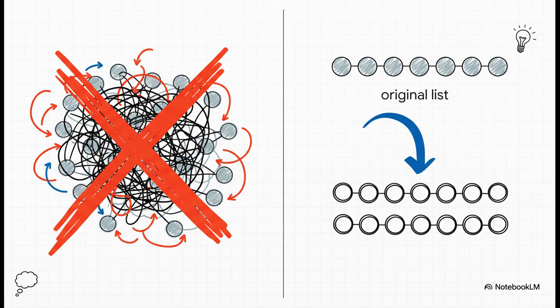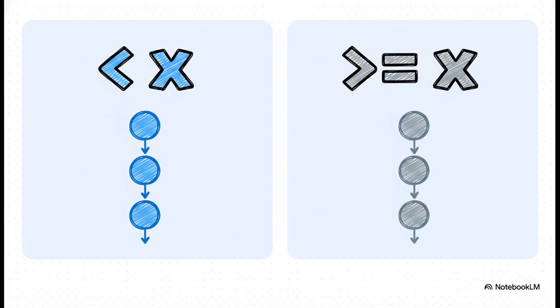Instead of trying to fix the original list, we're going to take a much cleaner approach. We're just going to build 2 brand new lists from scratch as we walk through the original one. It's simple. We'll have one list for all the nodes with values less than x, let's call it the left chain, and we'll have a second list for all the nodes with values greater than or equal to x. We'll call that one the right chain. This one idea just simplifies everything.